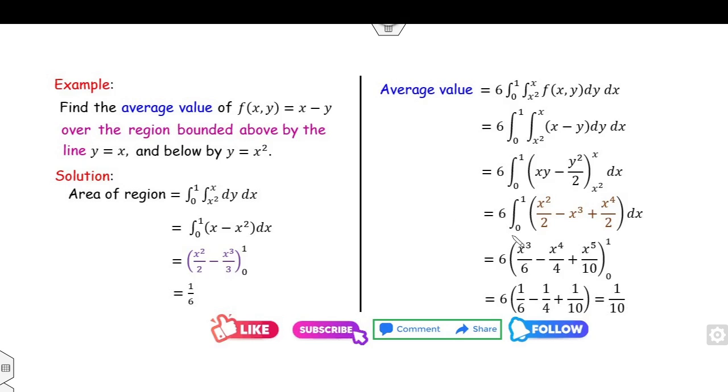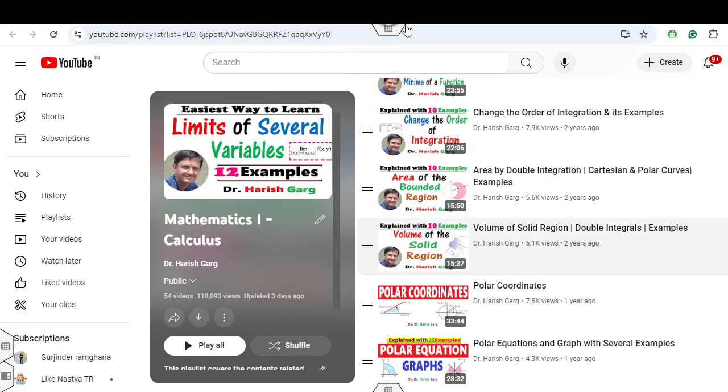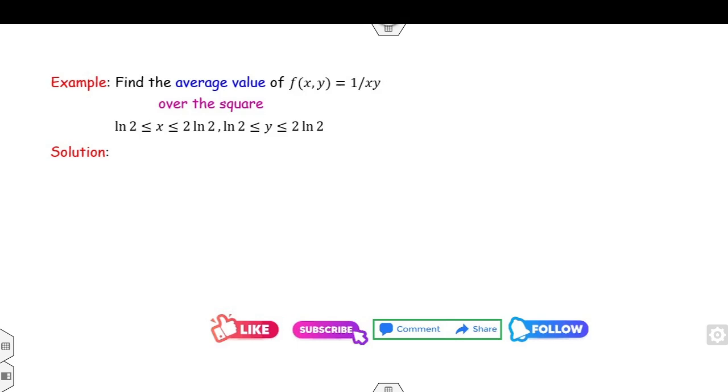So look at this next example. Make sure, students, whenever you are finding limits or volume, watch this lecture on the volume and the area of the curve. Look at this next one.